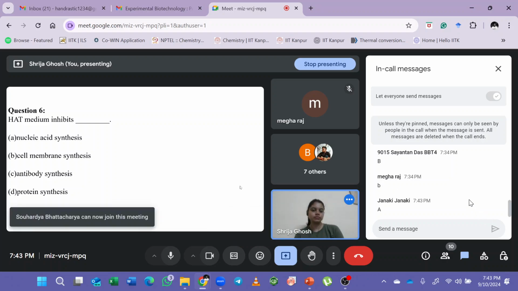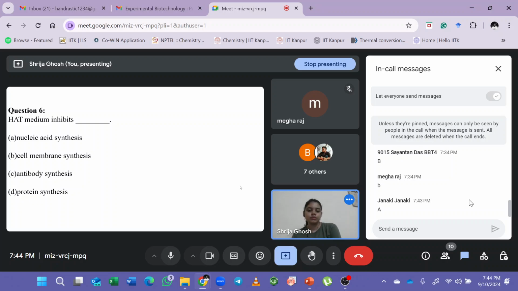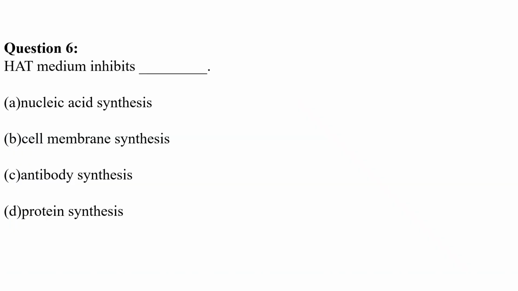Okay, I'm getting one answer, option A, nucleic acid synthesis. Anybody else wants to answer? So nucleic acid synthesis is the correct answer, option A.